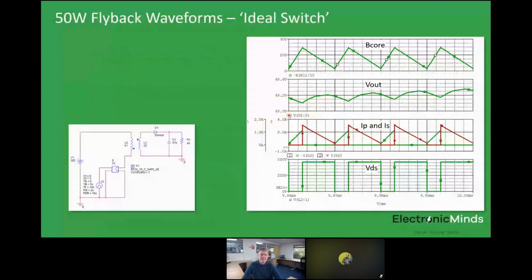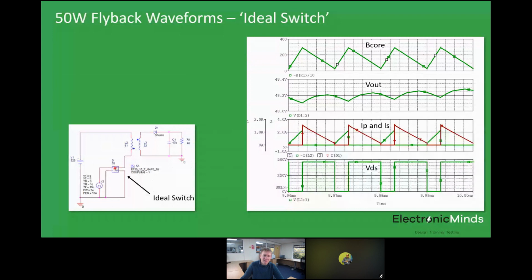So let's focus back on my 50 watt flyback, my favorite converter. And this is an example of a PSPICE simulation where we've modeled that flyback converter here pretty much as an ideal circuit, or as ideal as we can make it. So what I've done is I've made an ideal switch here. So rather than actually using a full MOSFET model, we've just put a switch, a block in here in the on state. When it's turned on, it just has an on resistance.